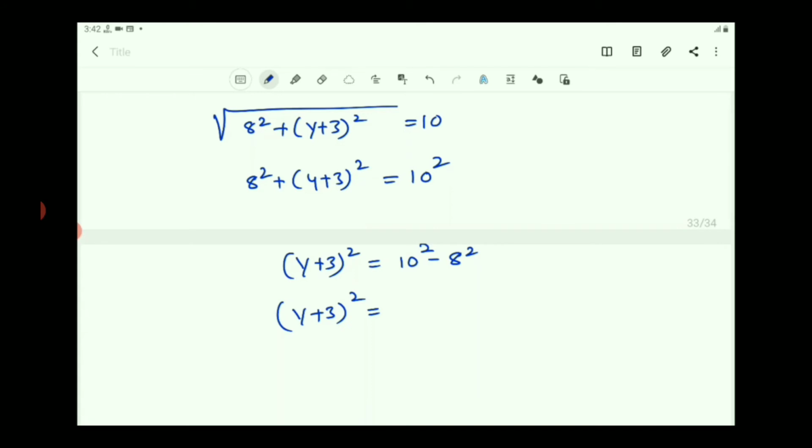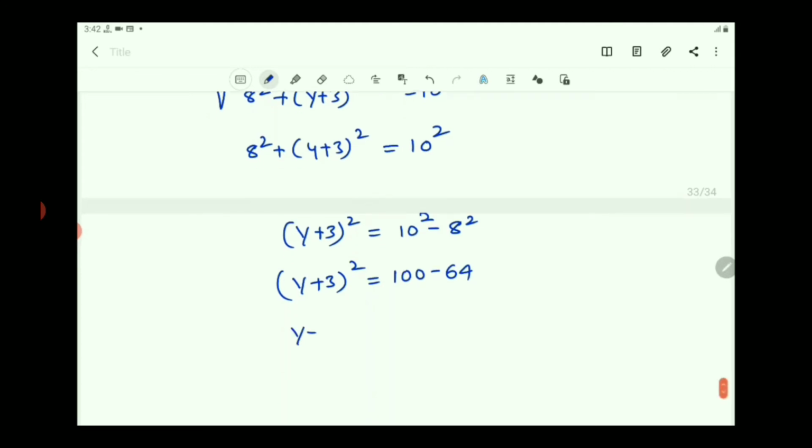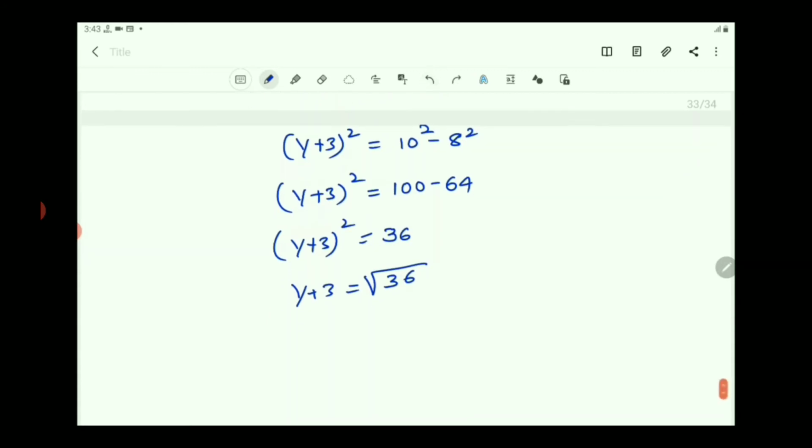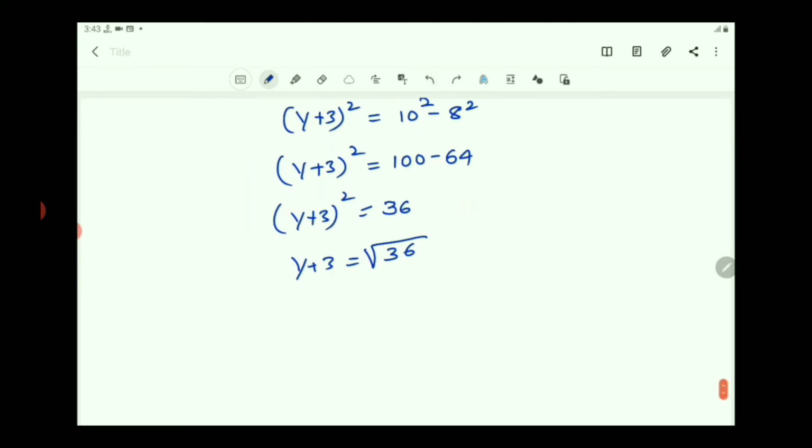You can write it as 10 square value 100 and 8 square value 64. Otherwise use the identity (a plus b) into (a minus b), that is (10 plus 8) into (10 minus 8). Whatever it means you can use. 10 square is 100, 8 square is 64. Then (y plus 3) whole square equals 100 minus 64, which is 36. (y plus 3) whole square equals 36 you got. So y plus 3 equals, you take root here, 36. Here cancel the square, take the root on the RHS.